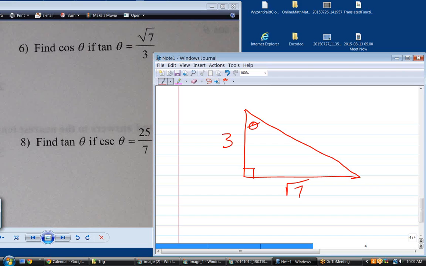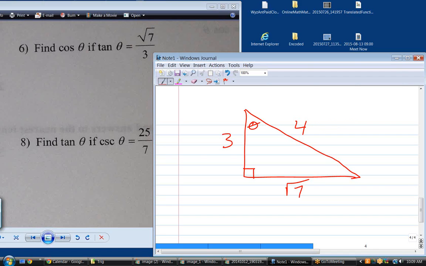So this one you're going to have to do the math. This is the square root of what? 9 plus 7, or 16. In other words, that became the square root of 16, which is 4.